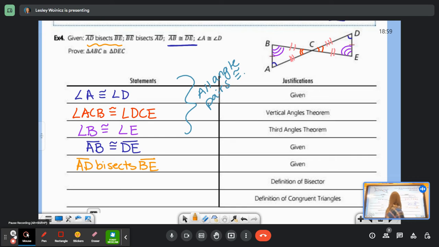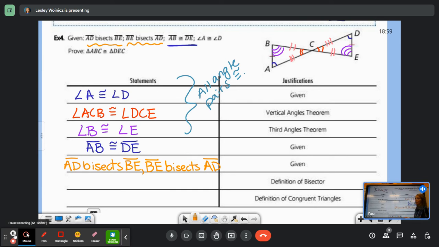Okay, guys, sorry, there was a little mistake on the notes, which is not the end of the world, but we're just going to fix it. So we actually have to do 2 chunks, otherwise we're not going to have enough lines. So we have to do AD bisects BE, and we have to do the other one also, that BE bisects AD. Okay, so they are actually bisecting each other, and that actually gives us 2 sides. I was like, wait a minute, we don't have enough lines.